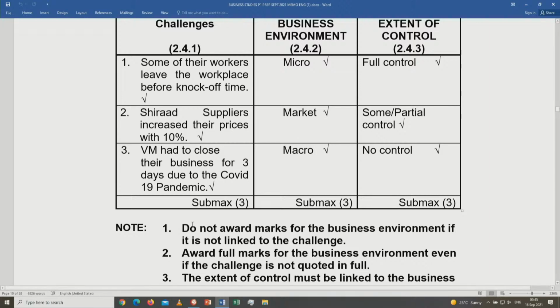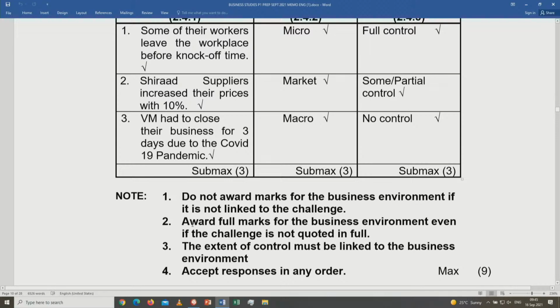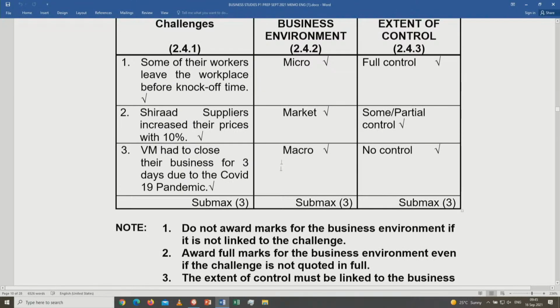And then the extent of control must be linked to the business environment. For example, the learner cannot write macro and then on the extent of control write full control. The learner has written macro, but on the extent of control it's full. So the two, business environment and extent of control, must also link. The extent of control must be linked with the business environment, because we know micro, the business has full control. If the learner says micro but no control, then the learner cannot get that right.